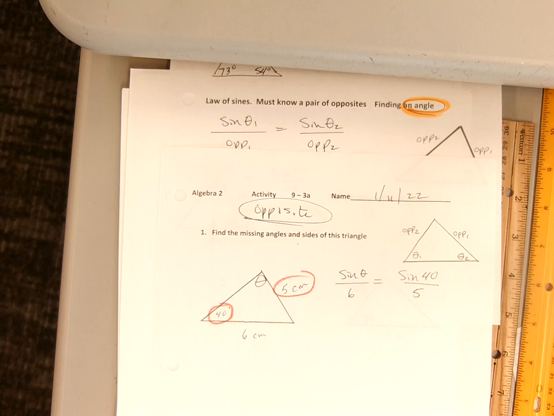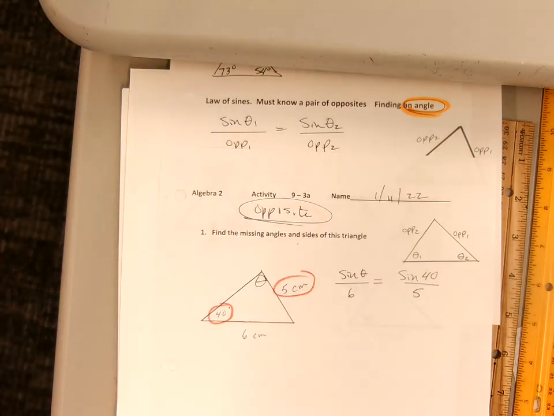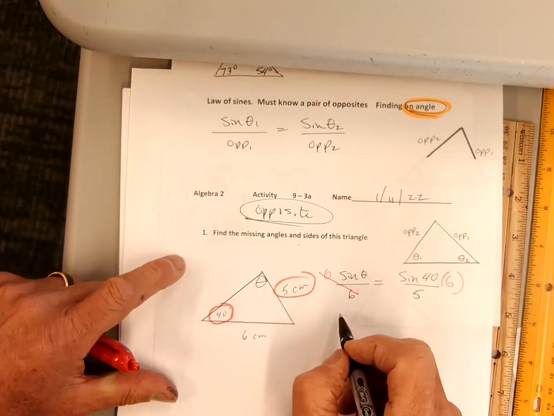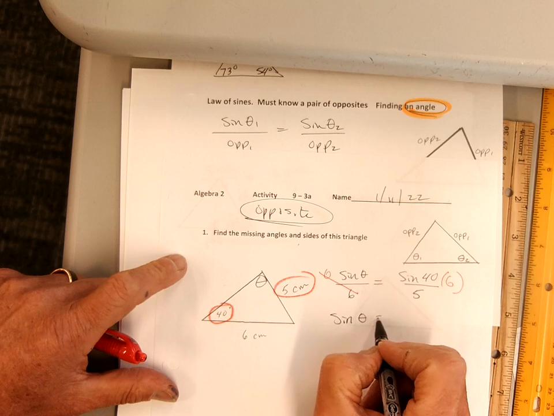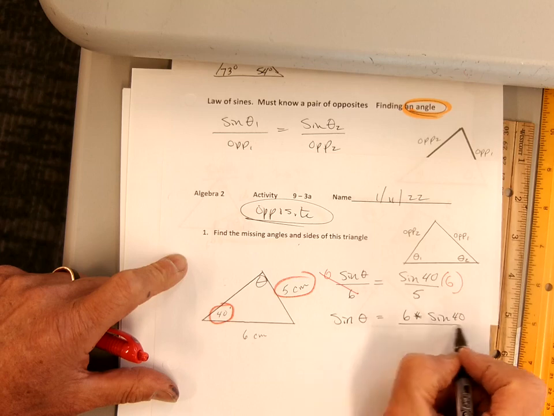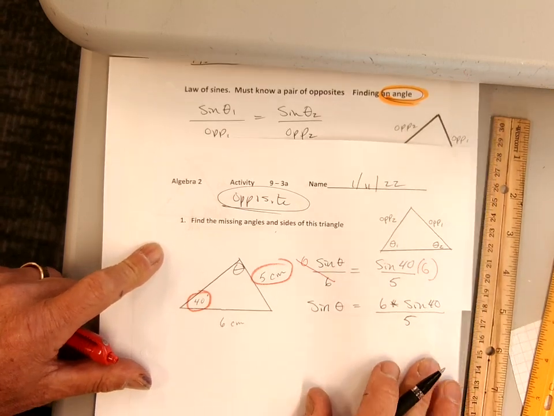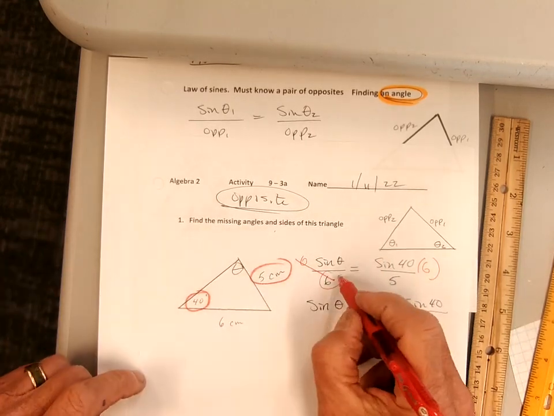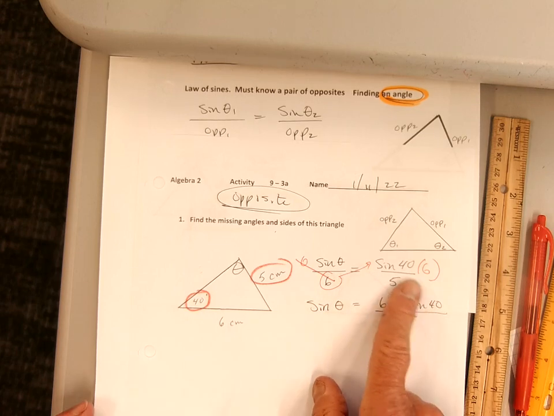So what I'm going to do is, like Emily suggested last time, we're going to multiply by 6. Does that make sense? Times by 6. Okay, see that? So let's solve it. So I have sine of theta equals 6 times the sine of 40 over 5. I just simplified this. I multiplied by 6. I like to do it this way. I like to bring the 6 up. That's faster. Do you see what I have?